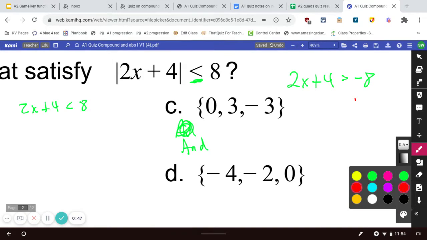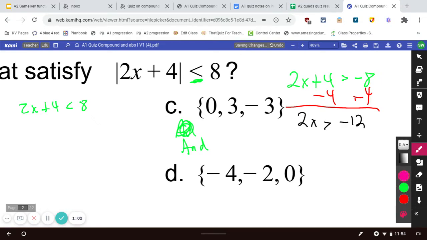All right. Subtract 4. And this will give us 2x is greater than negative 12, negative 8 minus 4. And then divide by 2, and x is greater than negative 6. Okay?